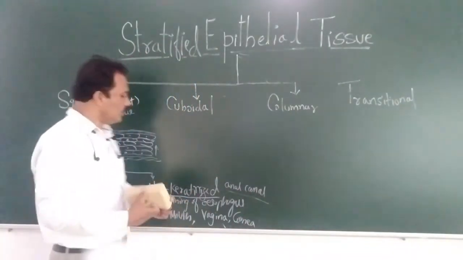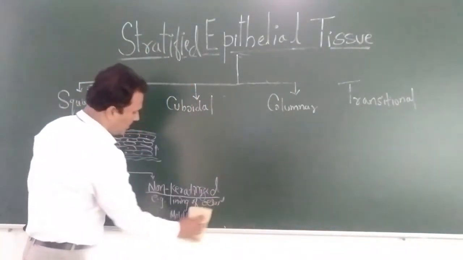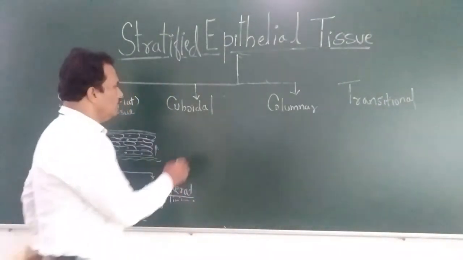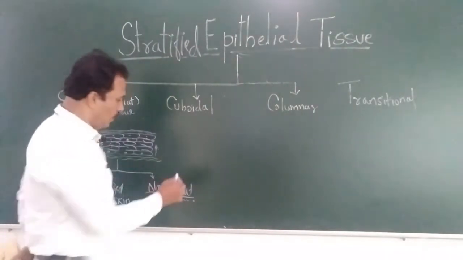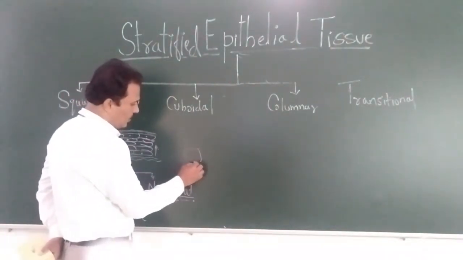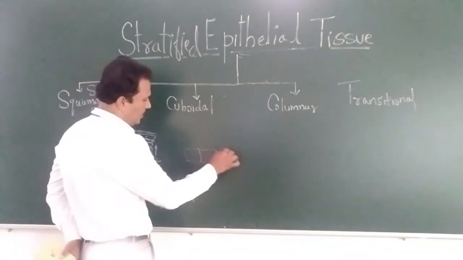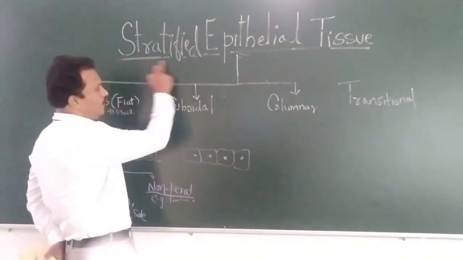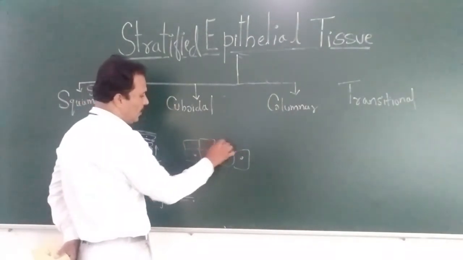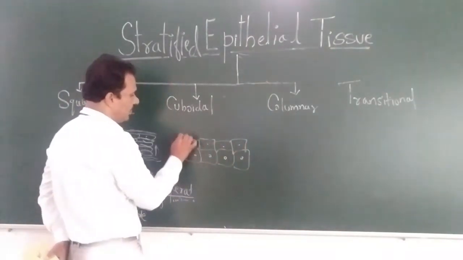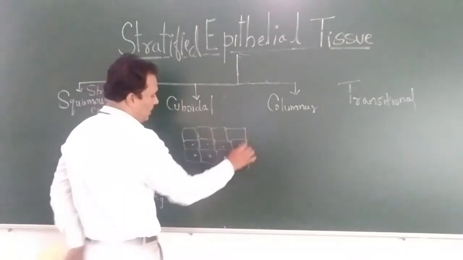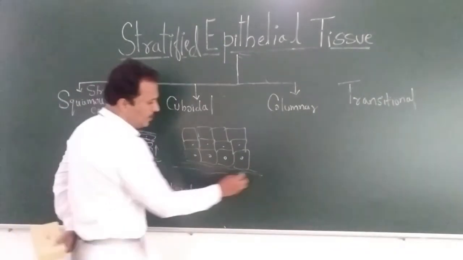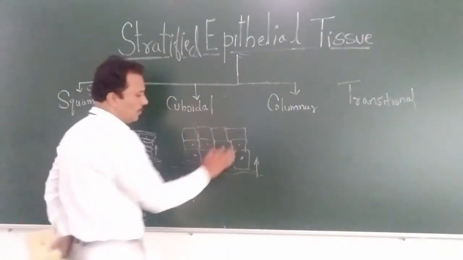Next comes the cuboidal type. What is this cuboidal? The shape of the cells is cube shape. Again, it is stratified, which means more than one layer of cells is present. If you have a look at this picture, this is the basement membrane and new cells grow from this place to the top.